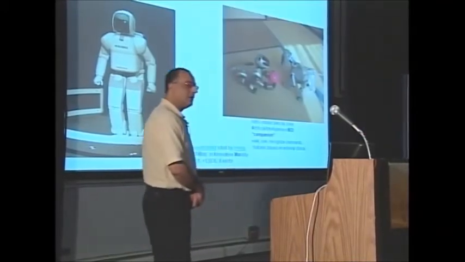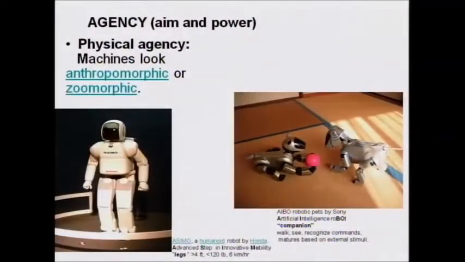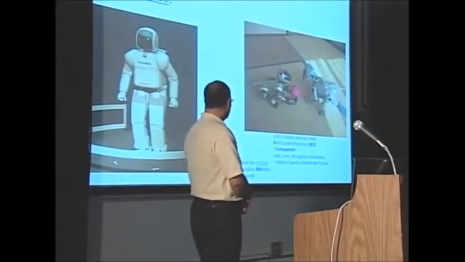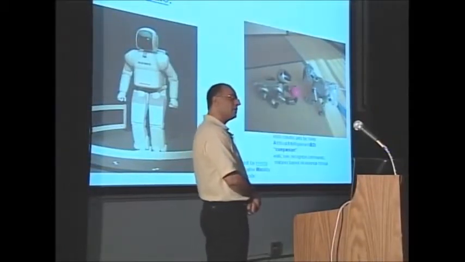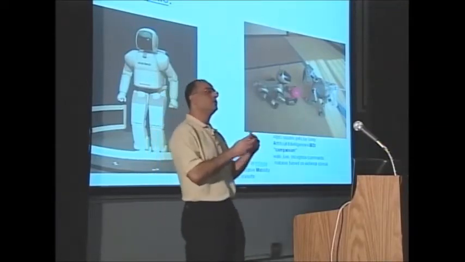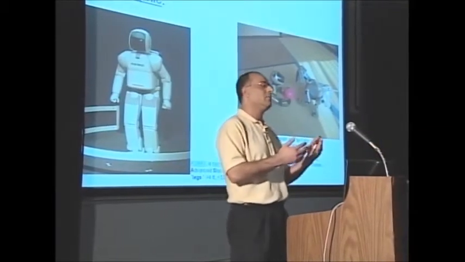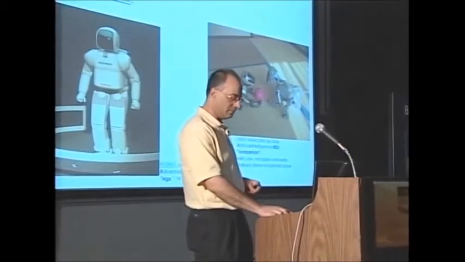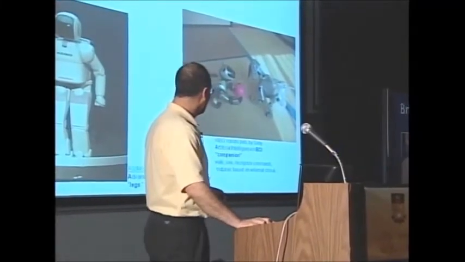And another example of the zoomorphic robot is this Aibo, which is a robotic pet, which again in Japanese happens to mean companion. And it's meant for that. It can talk, it can see, it can recognize some verbal commands, and it has the capability to mature over time by interaction with people or other Aibos. This one has been made by Sony.